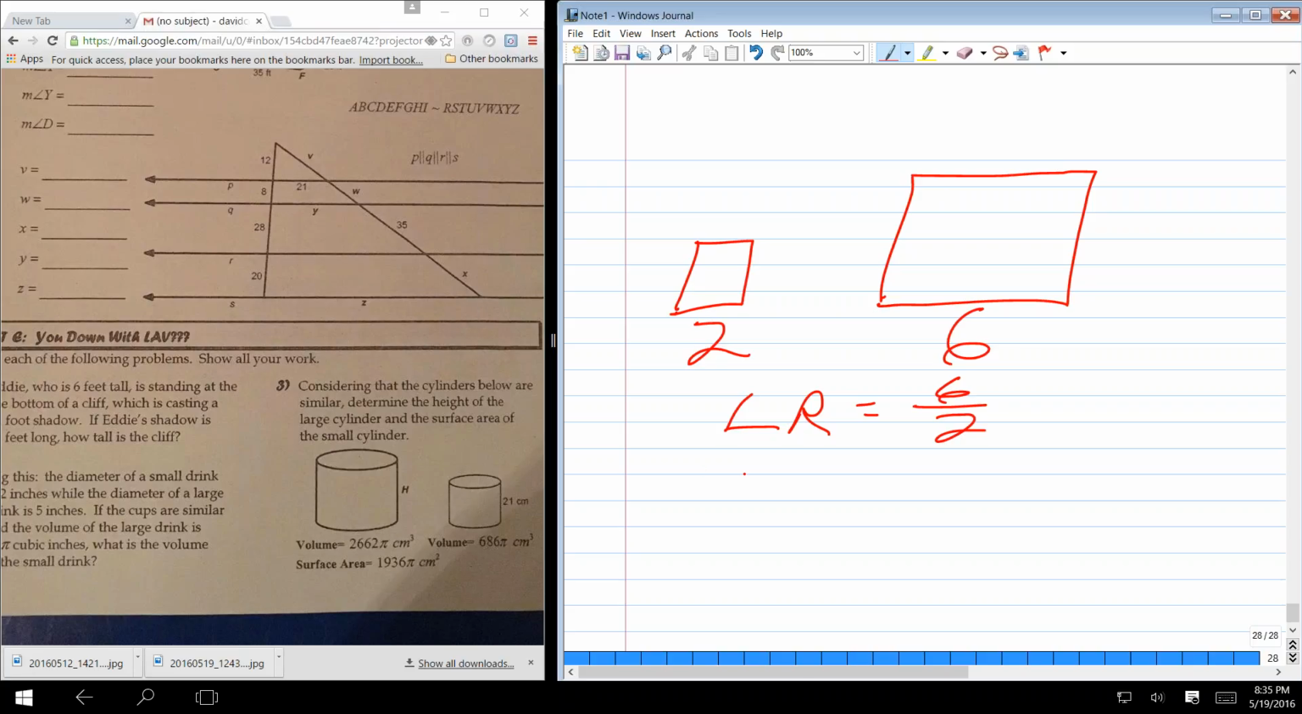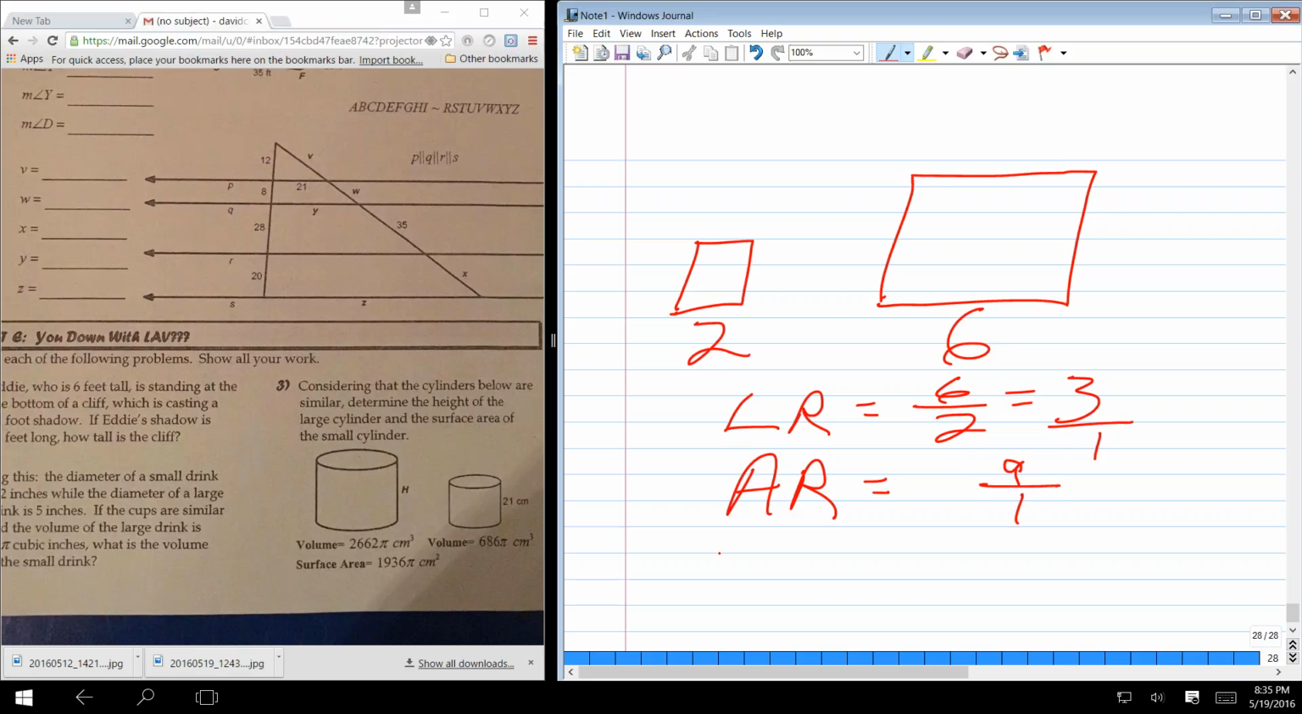So what's the area ratio? If the linear ratio is 3 to 1, what's the area ratio? It's the square of the linear ratio. So 9 to 1. Square top and bottom. Top squared is 9, bottom squared is 1.